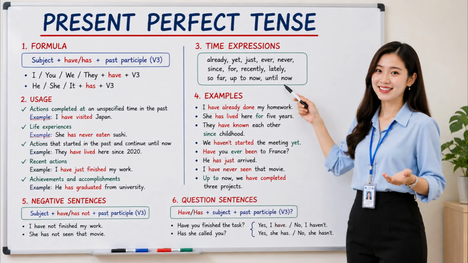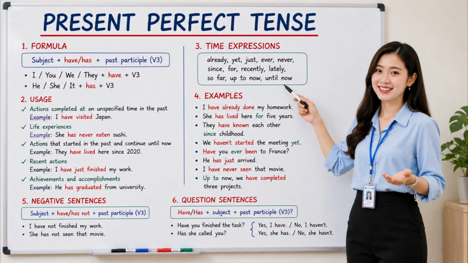The present perfect tense is one of the most useful tenses in English. It connects the past with the present and helps us talk about experiences, achievements, recent events, and actions that continue until now. Remember the formula: have/has plus past participle, verb 3, and practice using words like ever, never, already, yet, since, and for. The more you use the present perfect in speaking and writing, the more natural your English will become.